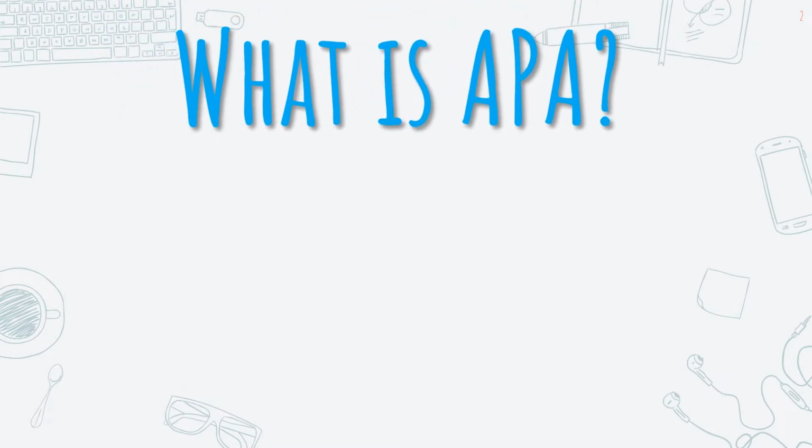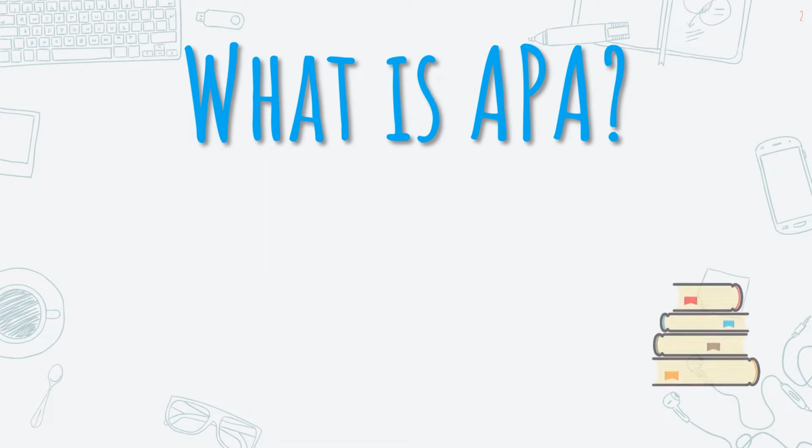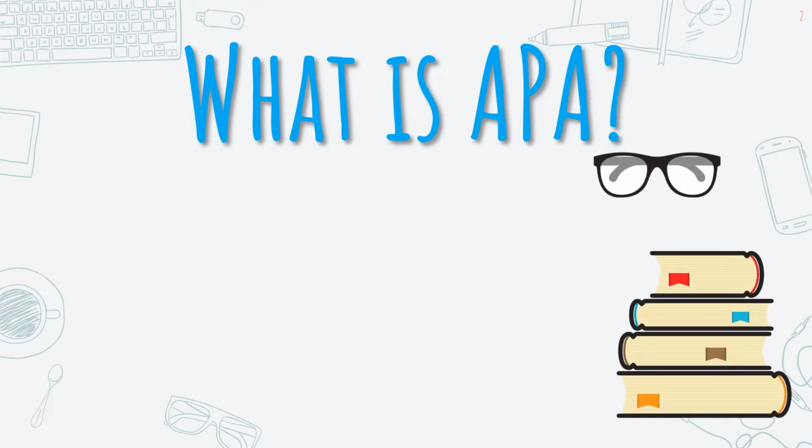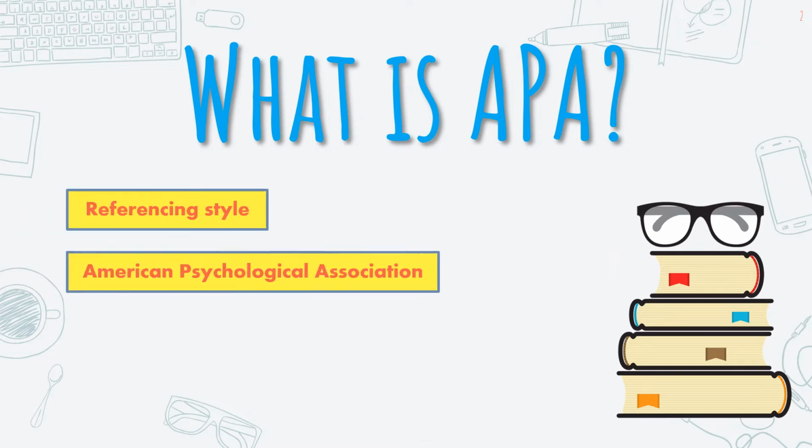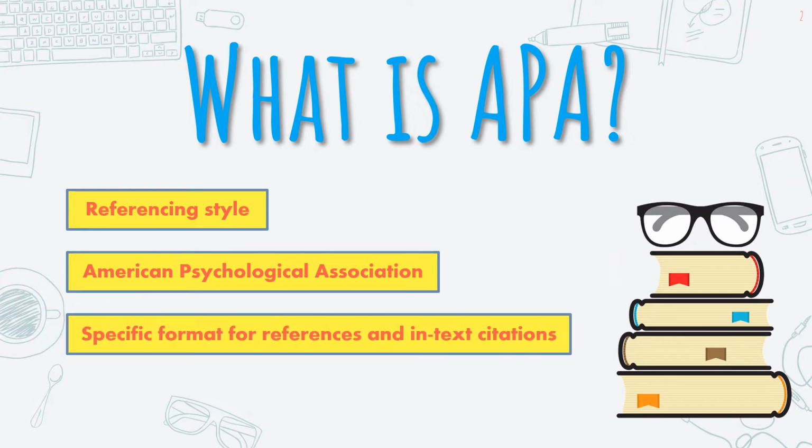Let's start by asking, what is APA? There are many different referencing styles that you can use, but we will be focusing on the APA style in this video. APA is a style of referencing that was developed by the American Psychological Association. It provides a specific format for adding references and in-text citations to reports.